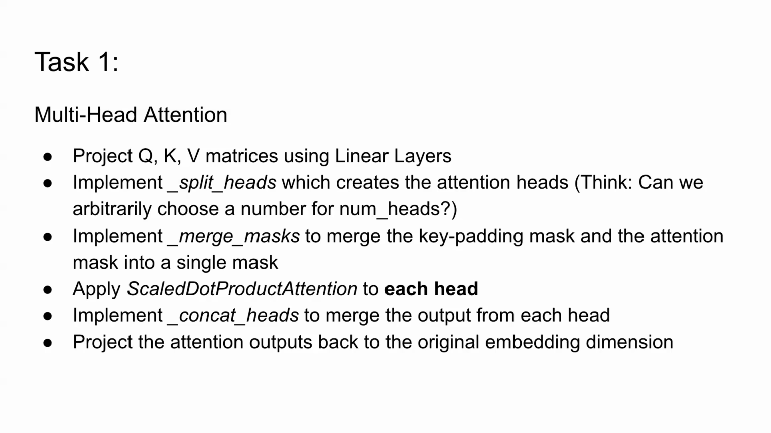Once you merge the masks, you can reuse the scale dot product attention to compute the attention scores for each head. Once you compute that, you will have an output for each head. As we discussed earlier, we need to concatenate the outputs. So you need to implement the concat heads function to concatenate all the outputs, and then do an affine transformation using a linear layer.